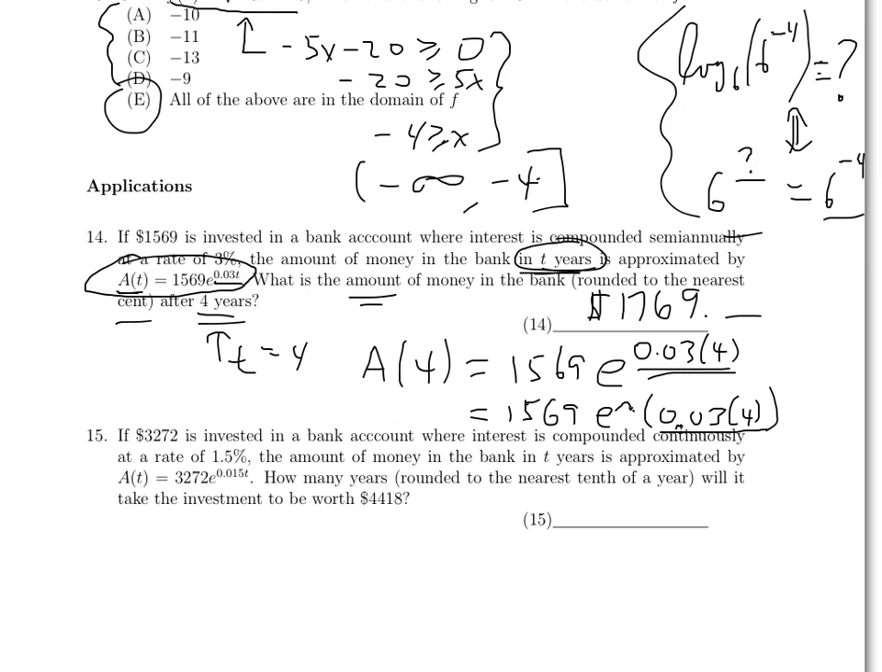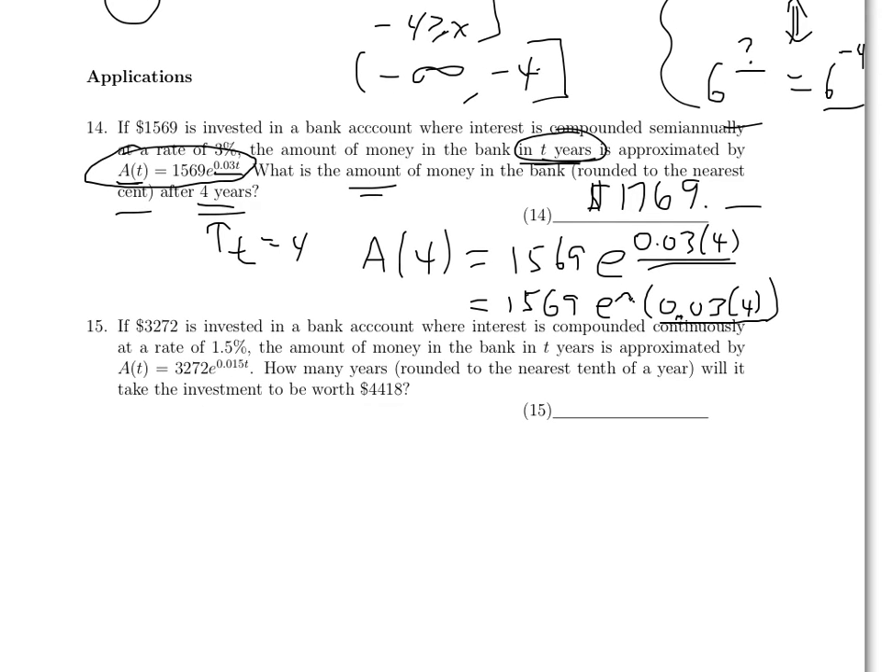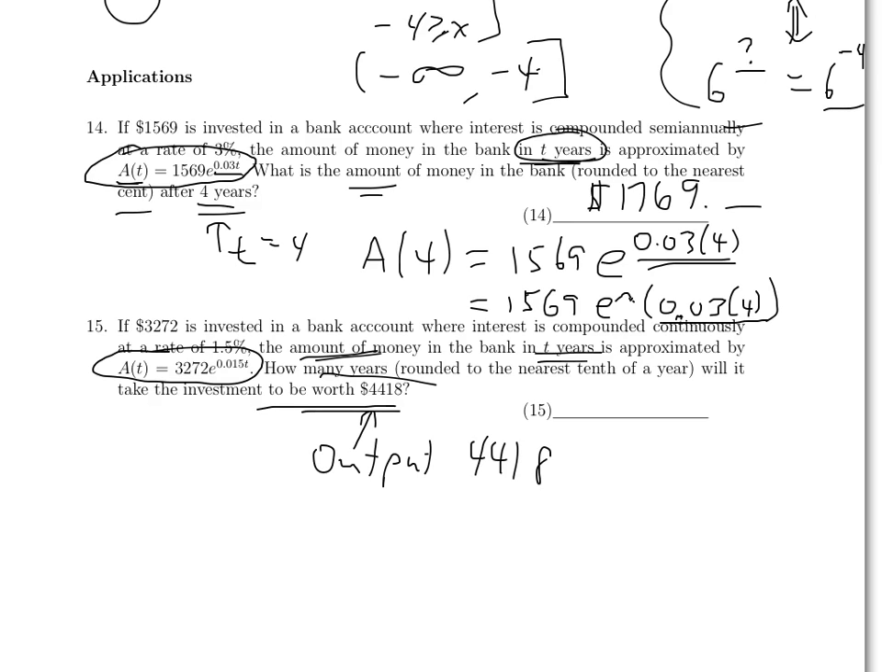Okay, so question 15, anyway, check the answer on the next page. On number 15, again, we're given the formula, and the T is the same thing. So the T is in years, and this is the amount of money in dollars. The outputs are dollars, and the inputs are years. And now it asks how many years. So in other words, what's T so that the investment is worth $4,418? So they're telling me the output is 4418, and they're asking what input does that.